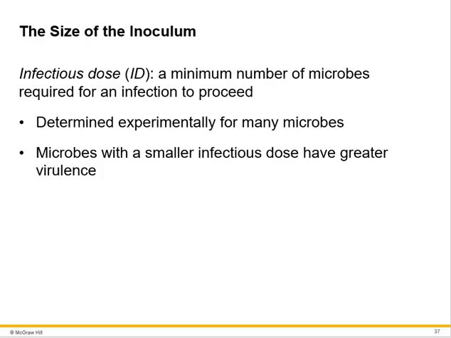So if you have an optimal size of infectious dose and come in through the portal of entry, then you're more likely to establish infection. So that is basically step 1.